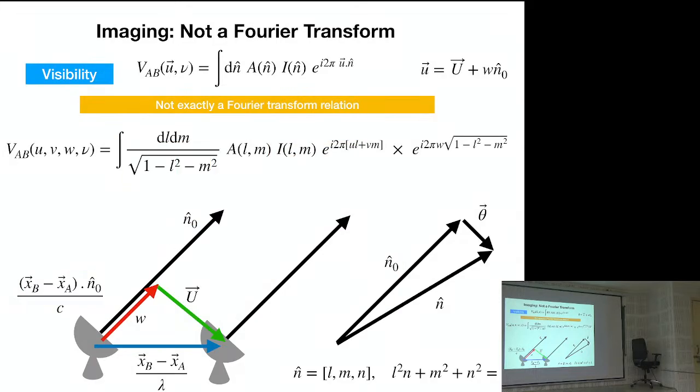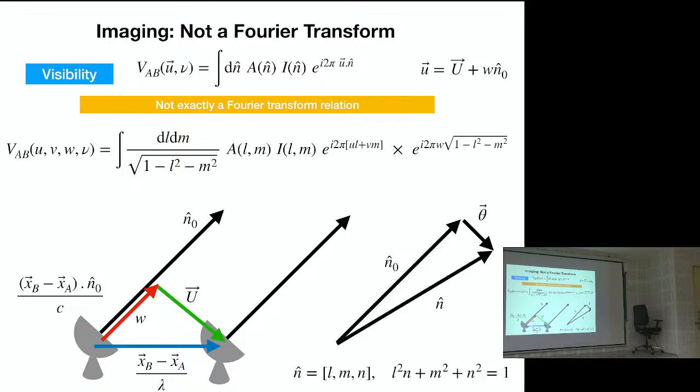Okay. So the other problem I said is that you have to make an image to do the calibration. Remember, self-calibration requires you to make an image. The other problem we were trying to hint at on the whiteboard as well is that that expression is not quite a Fourier transform. So let's look at that expression in a little bit more detail.